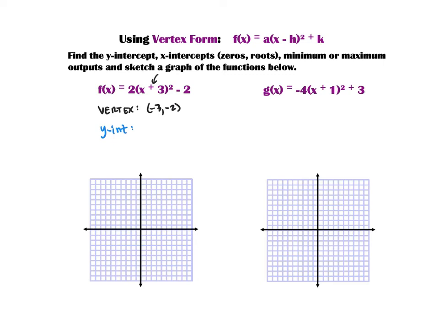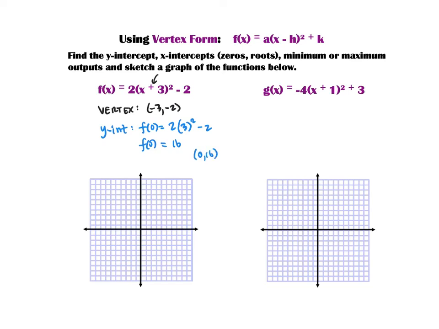So the y-intercept would be f of 0, which is equal to 2 times 3 squared minus 2. Notice I got 3 here because I plugged a 0 in for x. It's going to be another large number. It's going to be 18 minus 2, which is 16. So f of 0 is equal to 16. That's our y-intercept.